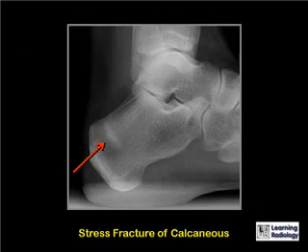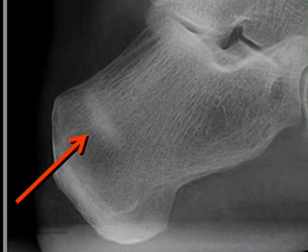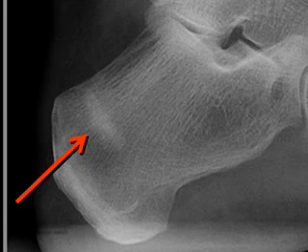This is a classical example of a stress fracture of the calcaneus. The red arrow is pointing to a sclerotic band in the posterior and dorsal aspect of the calcaneus.